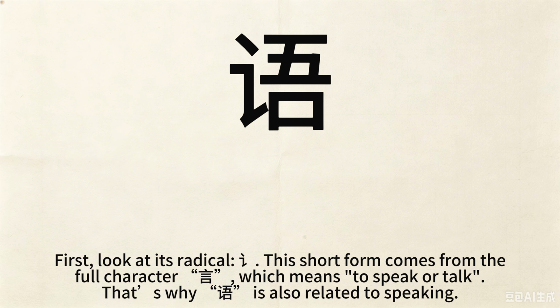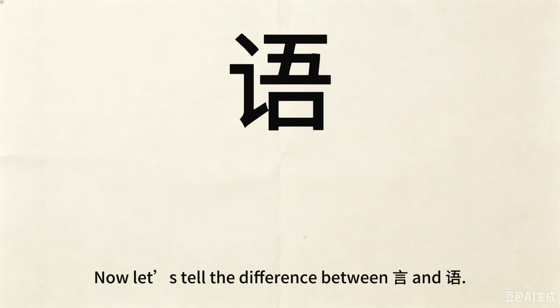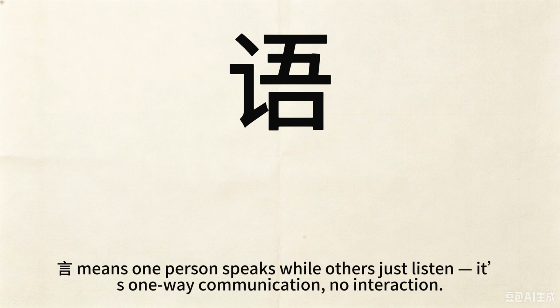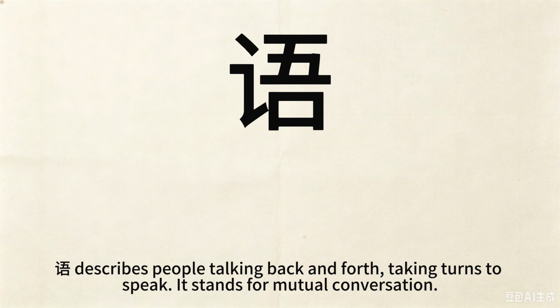First, look at its radical, yan. This short form comes from the full character yan, which means to speak or talk. That's why yu is also related to speaking. Now let's tell the difference between yan and yu. Yan means one person speaks while others just listen. It's one-way communication, no interaction. Yu describes people talking back and forth, taking turns to speak. It stands for mutual conversation.